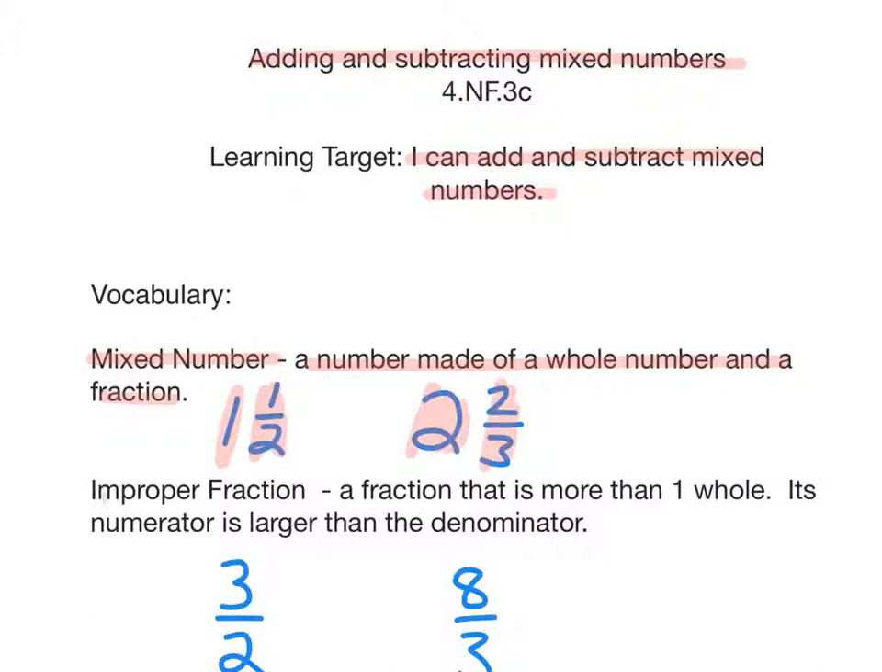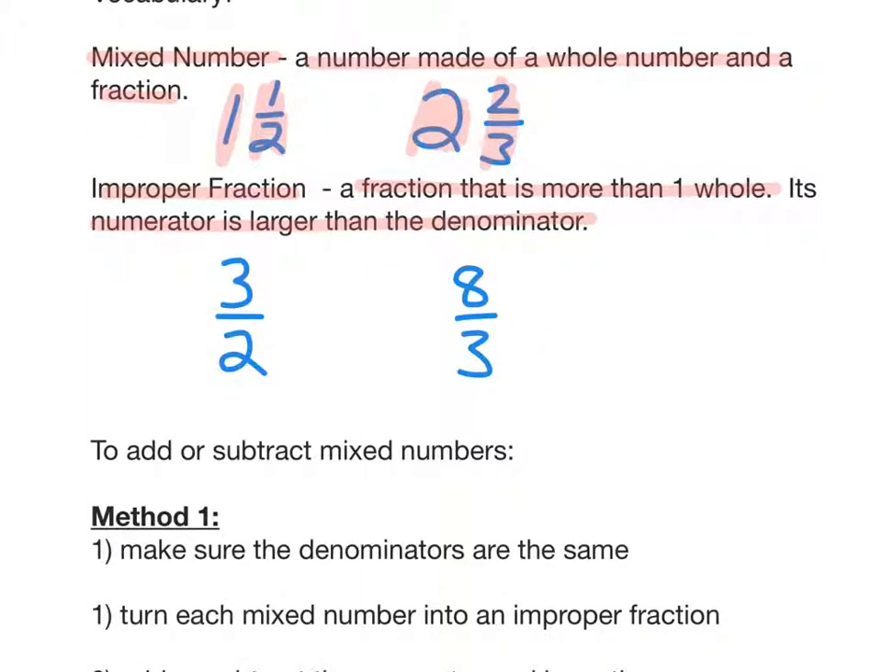Your second one, improper fraction. It's a fraction that's more than one whole. Its numerator is larger than the denominator. That's how you can recognize it. So 3/2 is more than one whole because 2/2 equals one whole. 3/2 is more than a whole, and that is why the numerator, the top number, is bigger than the denominator, because it's more than 2/2. It's 3/2. 8/3 is also an improper fraction. It's more than one whole, so the numerator is bigger than the denominator.